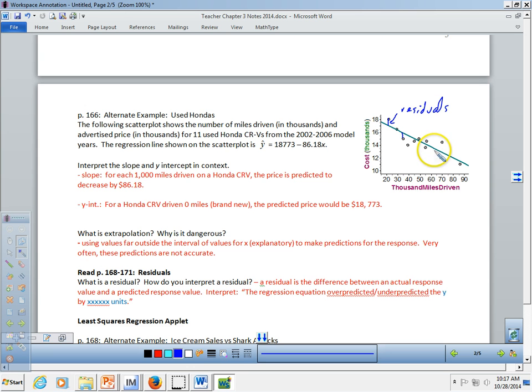Obviously, if I pulled this line down, it would make some residuals smaller, but some residuals larger. If I pulled this line up, same thing. So this line is positioned so that those residuals are as small as they can possibly be, and therefore the squared residuals would be as small as they can possibly be. Okay? That's what a least squares regression line does.